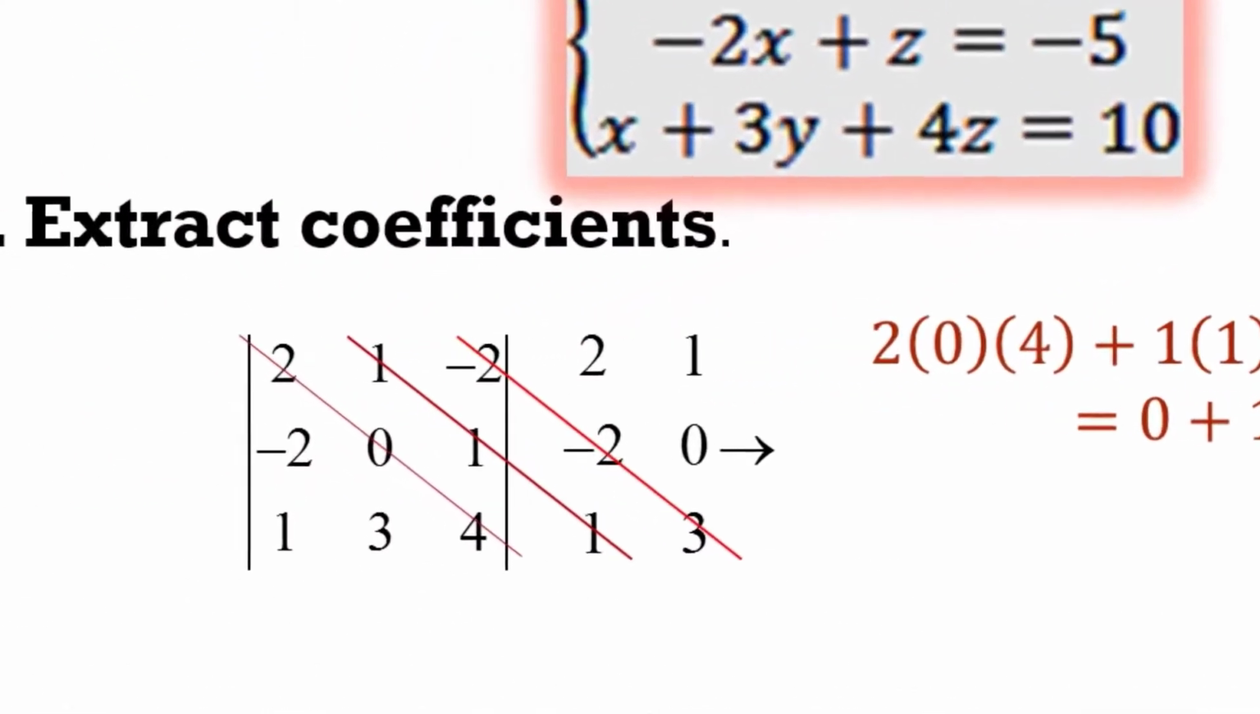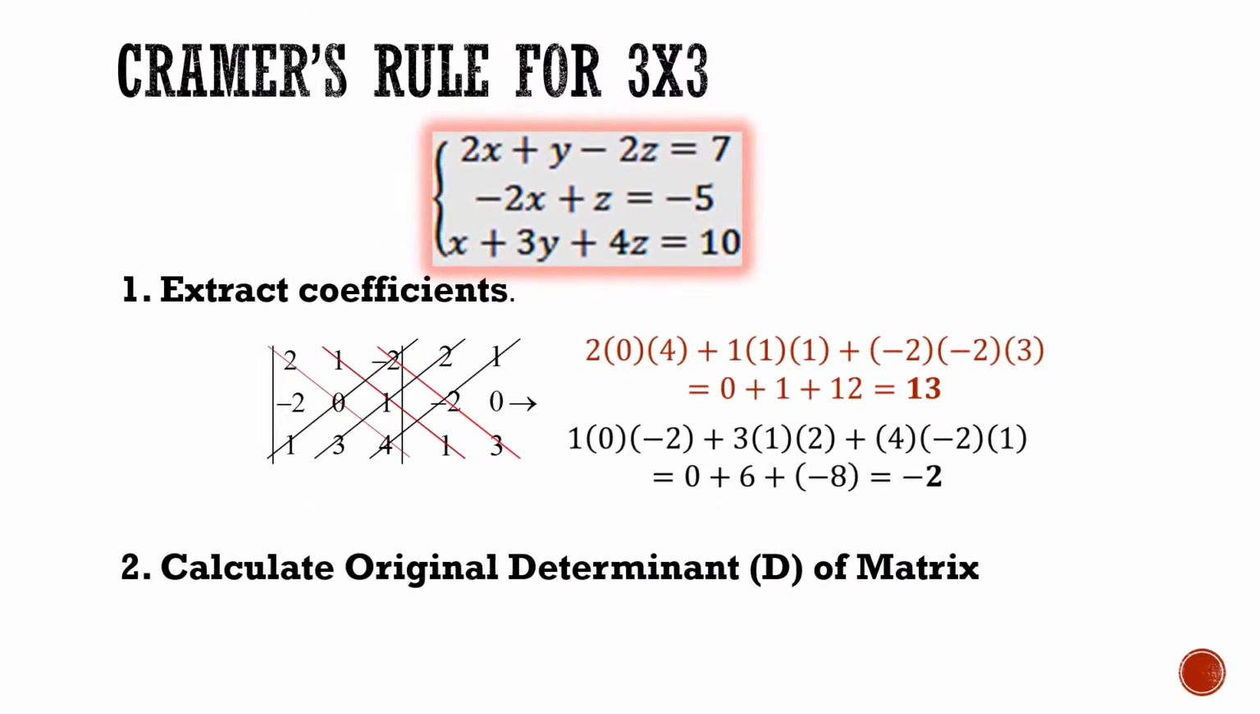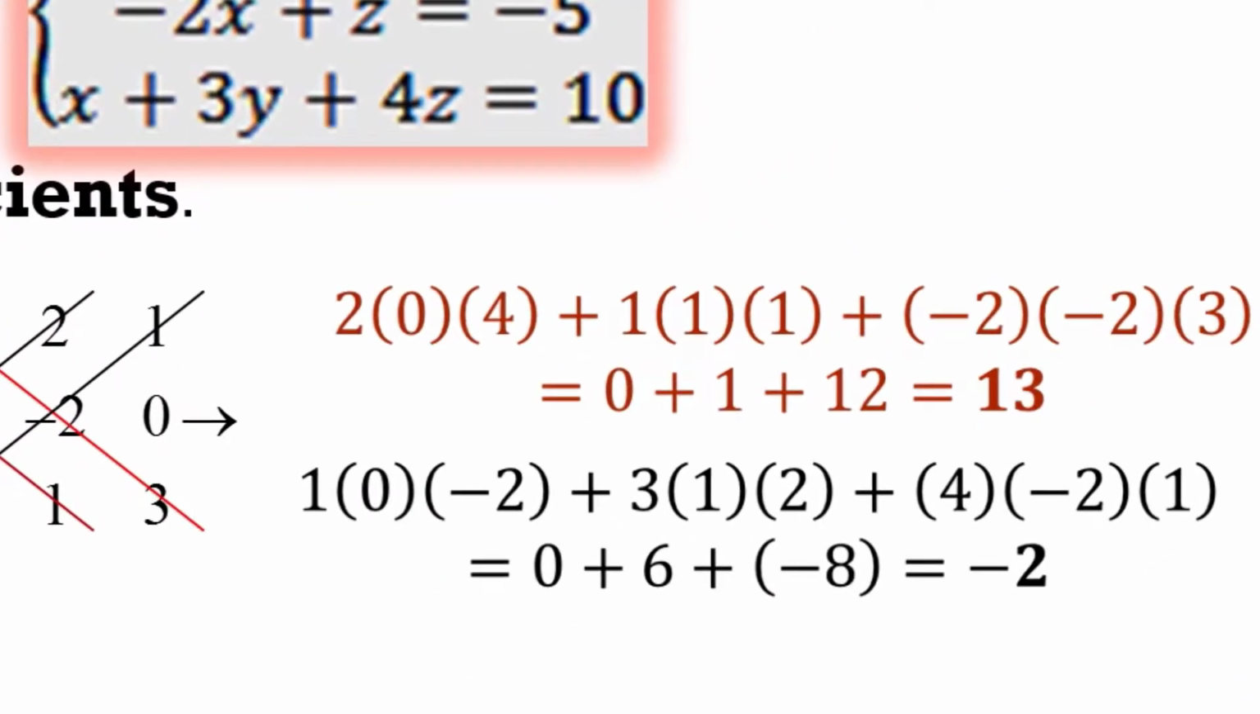Then other diagonals, we multiply other diagonals, and so we have 1 times 0 times negative 2 plus 1 times 1 times 2 plus 4 times negative 2 times 1. And so we have 0 plus 2 plus negative 8. When we add, we get negative 6.